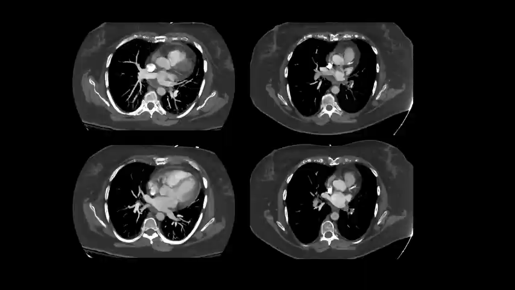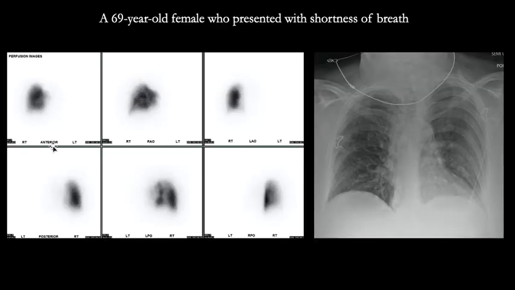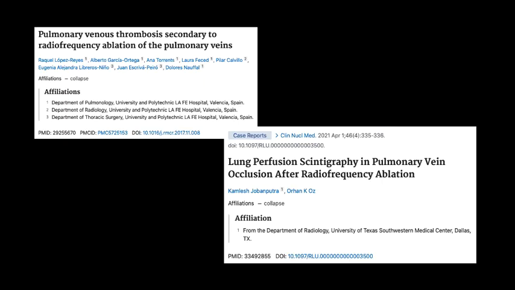And because of that, we see this pattern on the VQ scan where there is no perfusion of the left lung seen on the anterior and posterior and the other views. And so this is a rare complication of pulmonary venous thrombosis secondary to AFib ablation of pulmonary veins, and only a few case reports are currently available in the literature.